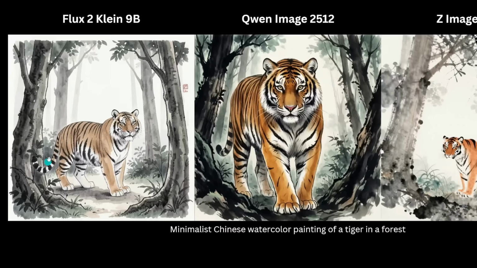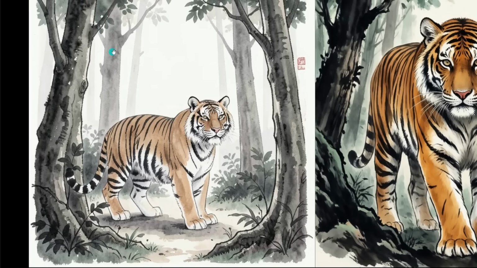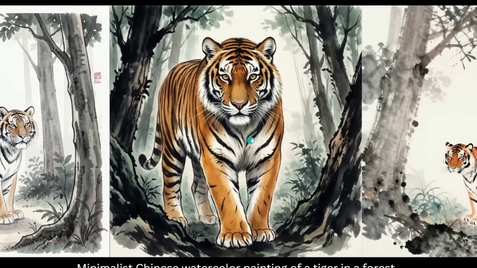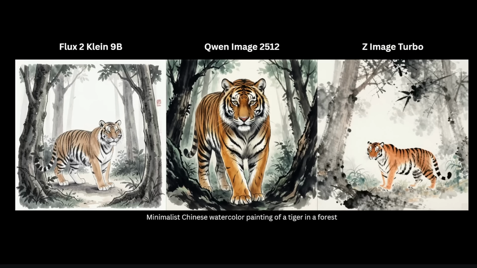Whereas for FLUX2, you can see it has too many of these outlines, which isn't really common in Chinese watercolor paintings. Same with Qwen Image, this tiger looks way too defined for a Chinese watercolor painting. So I would say in this example, the winner goes to Z Image.